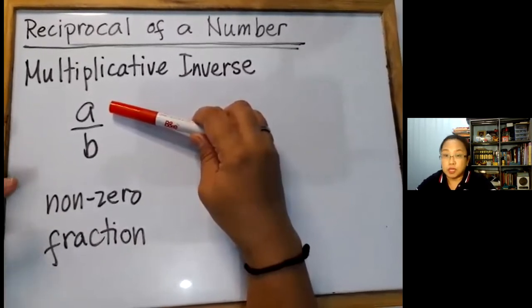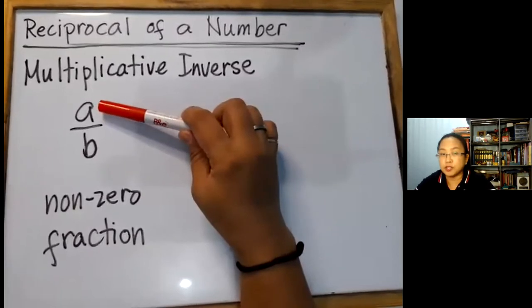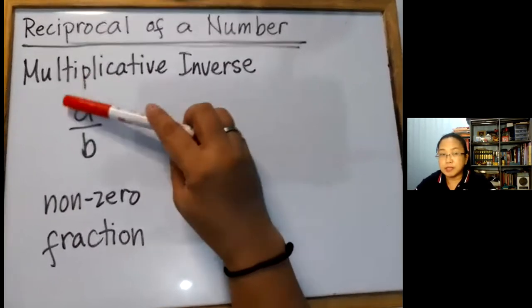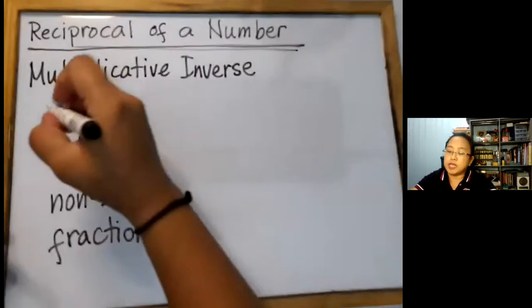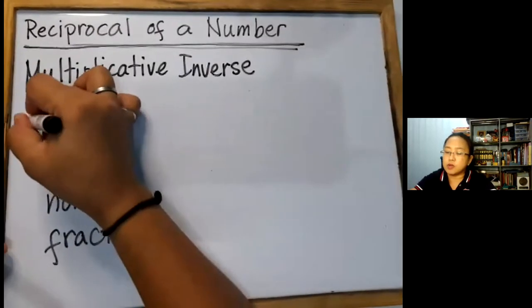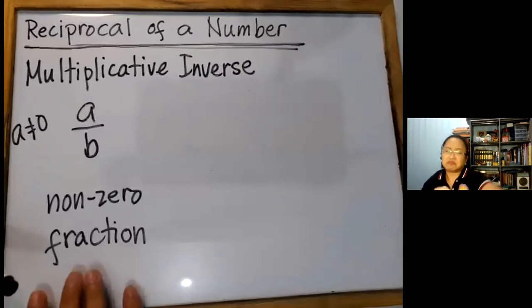Okay? So, yan tip number 1. Para sure kayo na non-zero fraction, dapat yung numerator natin represented by A should never be 0. Okay? So, lagay natin yan. A is not equal to 0. Yan ang usapan natin pag non-zero.